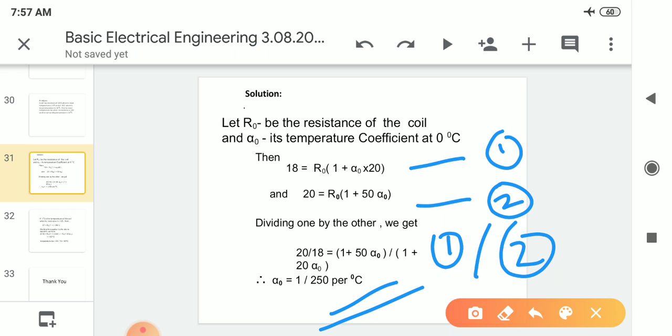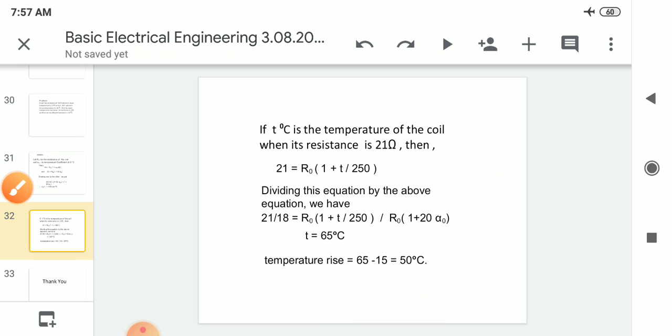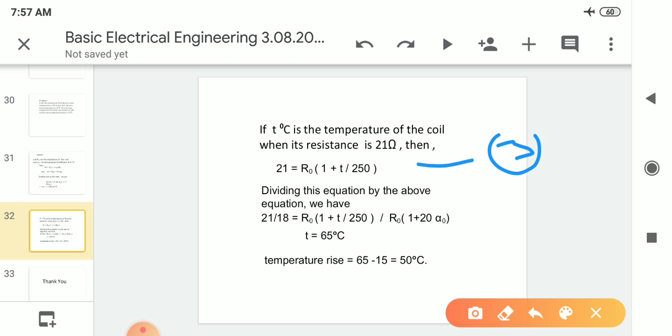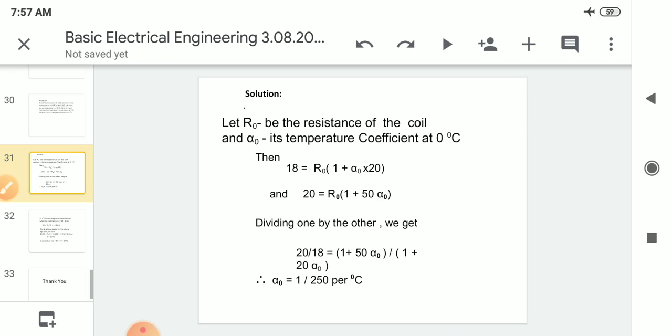I think up to this you are clear. And what's the next condition? It is at 21 degrees centigrade. Then here, this is the third equation. What we are doing here, we divide equation 3 by equation 1. Then we are getting the value of this, the value as 25 degrees centigrade.